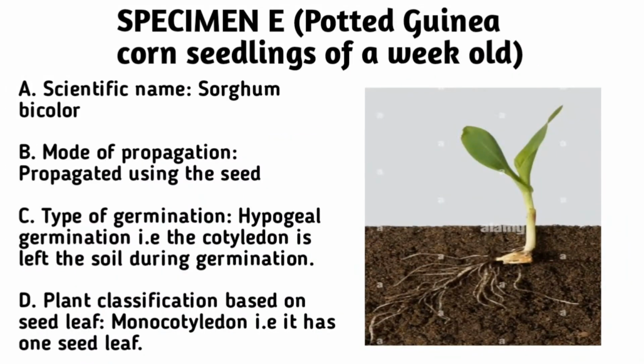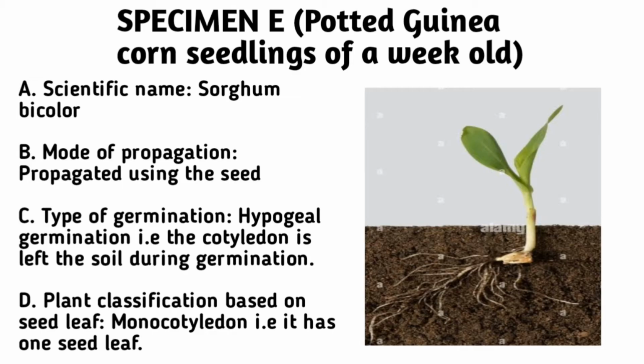So just like specimen D, you have to also be careful with specimen E. When specimen E is in the pot and you are told to identify, you are simply going to write a potted Guinea corn seedling. Then when it's not placed in the pot and you are told to identify, you are simply going to write Guinea corn seedling. Then they could ask you what age is that specimen. So it is a week old because your school was told to plant this Guinea corn 1 week before the examination. Then the scientific name is Sorghum bicolor. And then the mode of propagation is propagated using the seed.